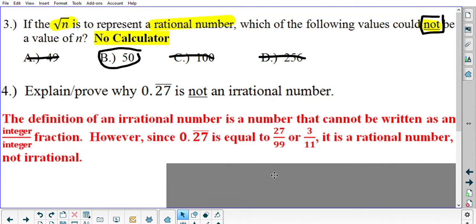So did you do that? Did you show that 0.27 repeating can be written as 27/99, which is an integer over integer fraction, and that proves it's a rational number, which makes it not irrational? And that's how you would pretty much prove number 4.